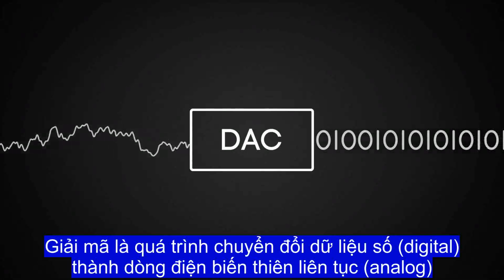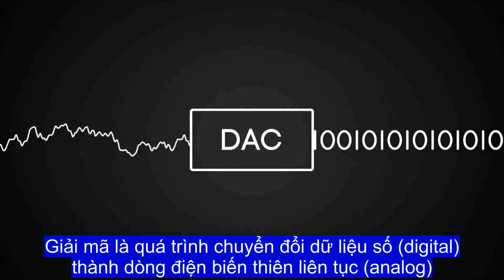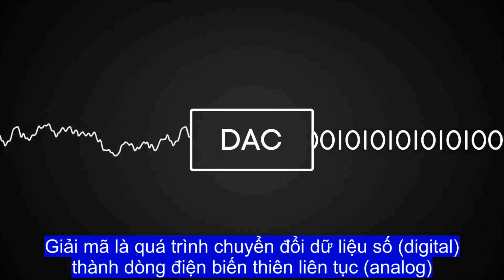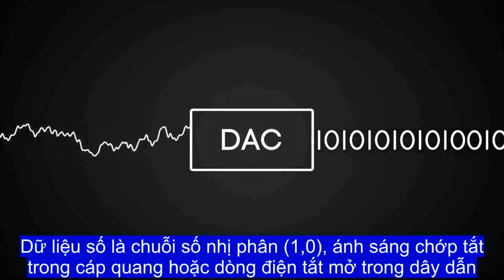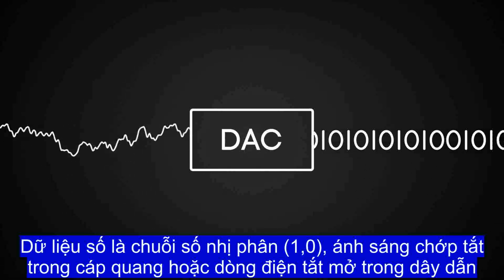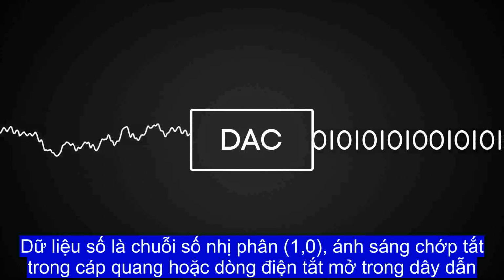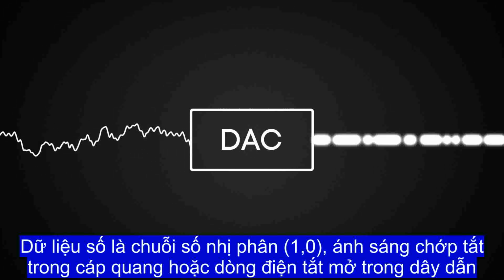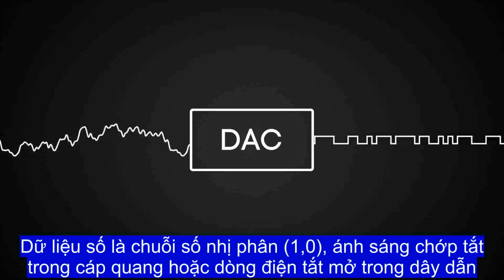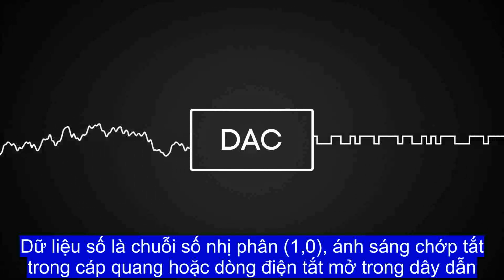Digital to analog conversion takes digital data and converts it into an analog signal that we can hear. This digital data can be represented by ones and zeros in a digital file, flashes of light through an optical cable, or a voltage being turned on and off in a conductive wire.